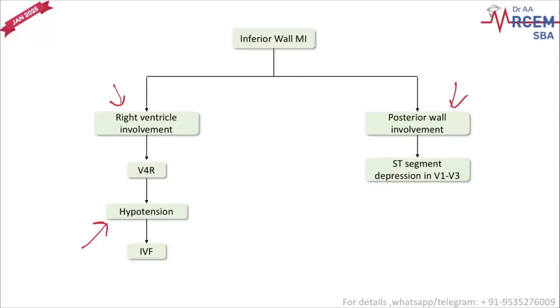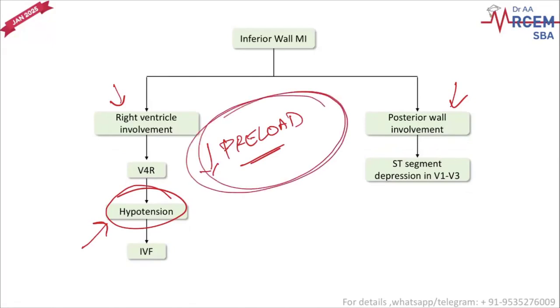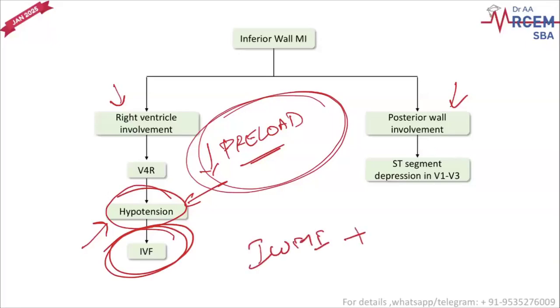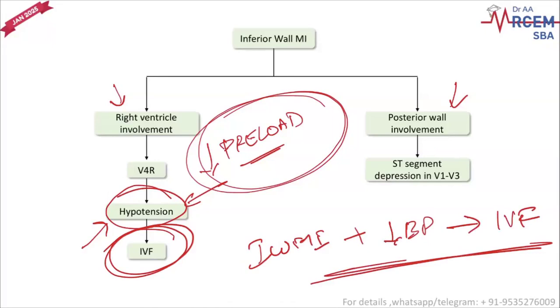It is important because if it is right ventricle involvement, most of the time they present with hypotension. This hypotension is because of reduction in preload. If you remember your physiology, what is preload? Preload is basically the venous return, but this venous return is not pumped into the lungs at all. So there is reduction in the venous return, there is reduction in the preload. Because of that, the patient is having hypotension. To increase the preload, you need to give IV fluids. So whenever it is an inferior wall myocardial infarction and the patient is having low blood pressure, treat it with IV fluids. Do not start inotropes. That is a takeaway message here.